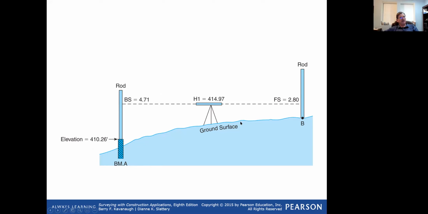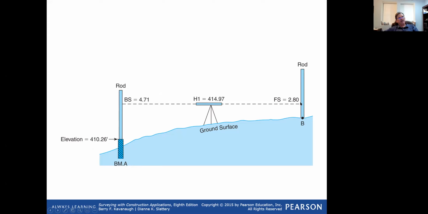You set up in the middle. See, you're roughly in the middle, so that eliminates curvature and refraction. You get a reading here. And so this elevation here is going to be 410.26 plus 4.71, and that's what you're going to equal.